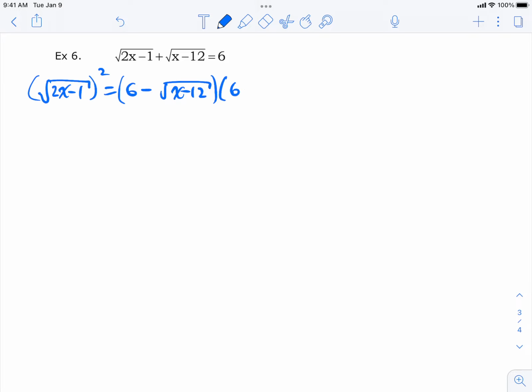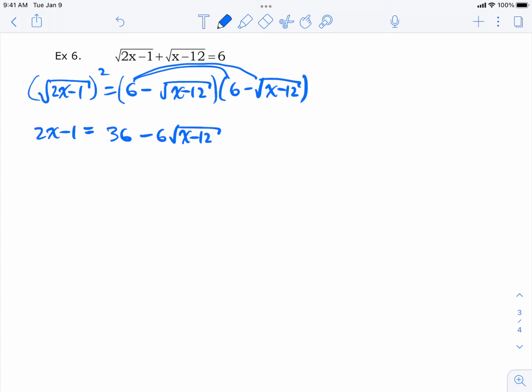And I think what I'll do is, instead of putting a square on it, I'll just make another copy right away so I can see the foiling action. The left side becomes just a 2x minus 1, right? The square removes the square root. Over here, okay, here we go. 6 times 6, 36. Minus 6 times root x minus 12, okay? And then another one of those, minus 6 times root x minus 12. Okay, cool.